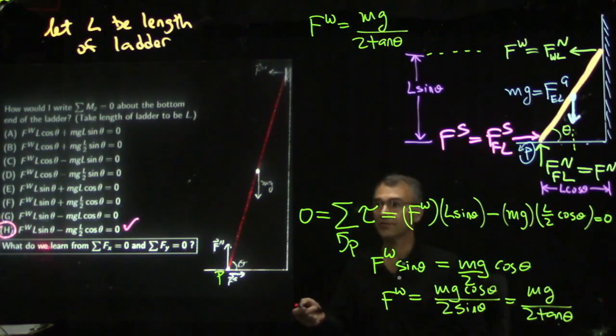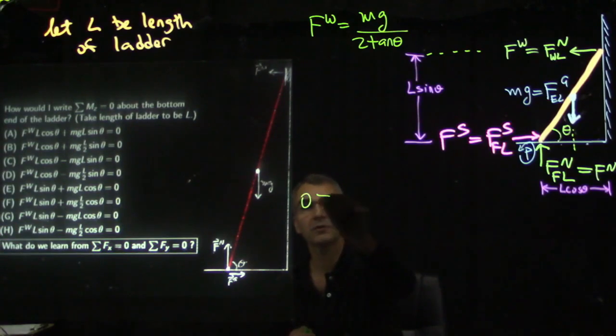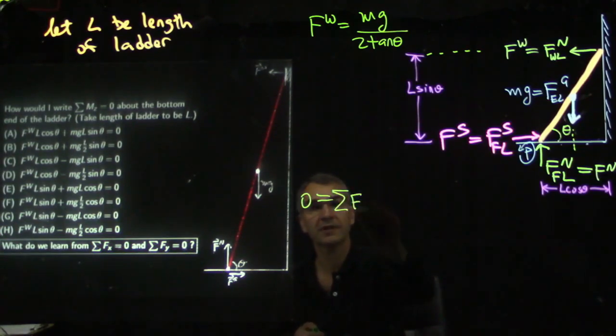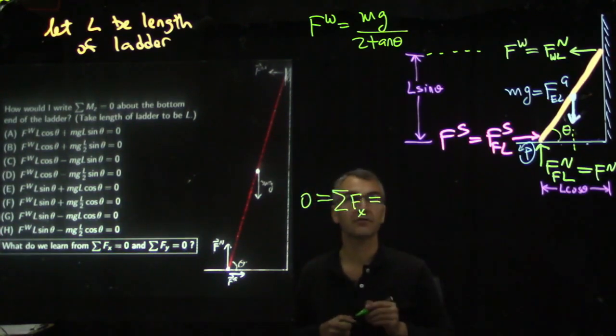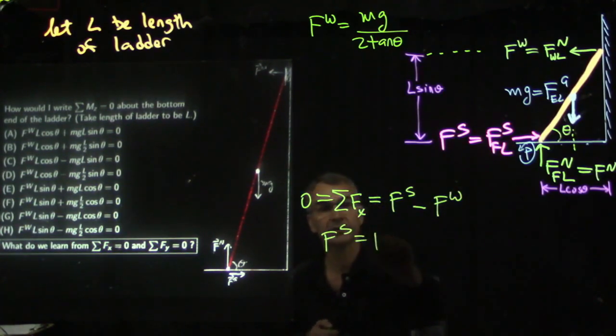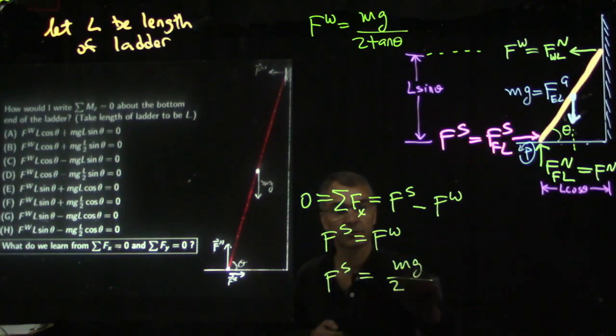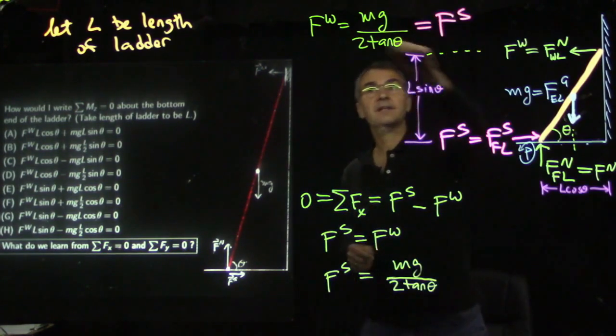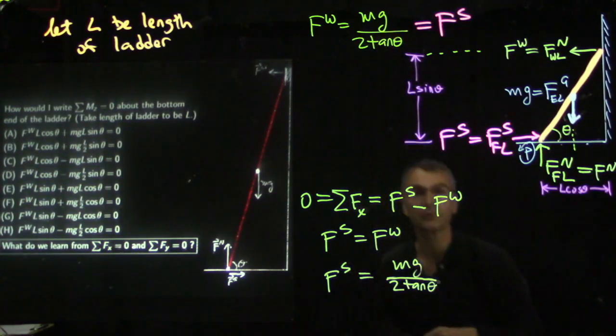The next thing to ask is, what do we learn by making the forces acting in the x direction add up to 0? And then what do we learn by making the forces acting in the y direction add up to 0? Let's start with the x forces. 0 equals the sum of forces in the x direction. So we'll do right minus left. That seems like F static to the right minus F wall to the left. That tells us that F static equals F wall. So F static also equals mg over 2 tan theta. Okay, so F static equals F wall, which equals mg over 2 tan theta.